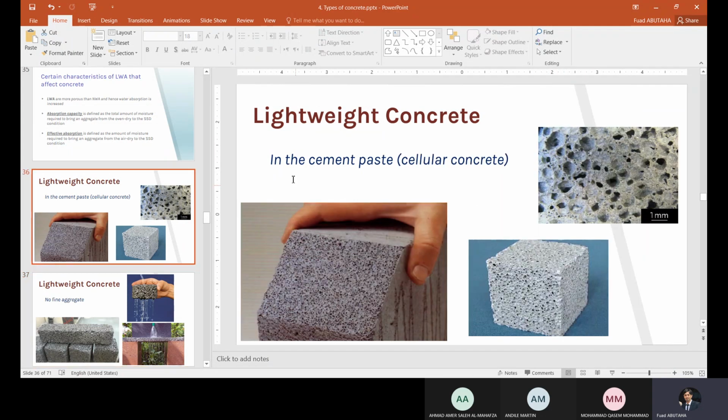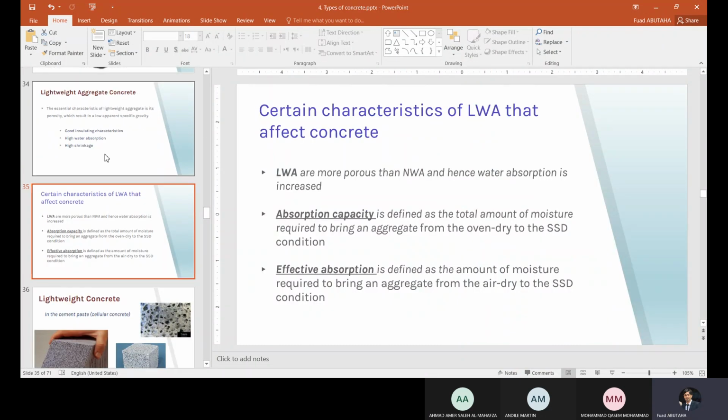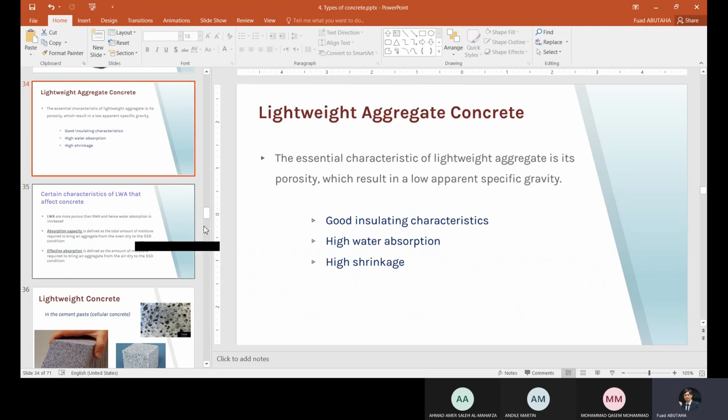This is the third method, where we create voids in the cement paste. This is the cement paste. So we create voids in the cement paste. We call it cellular concrete. And the existence of voids can reduce the concrete's total density.